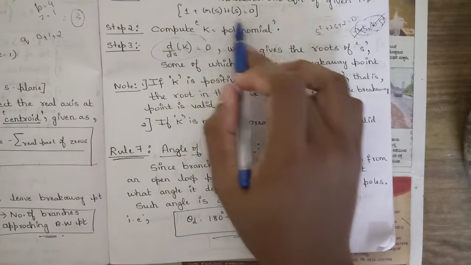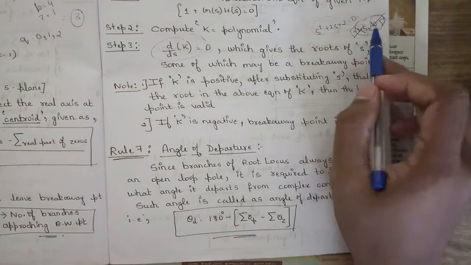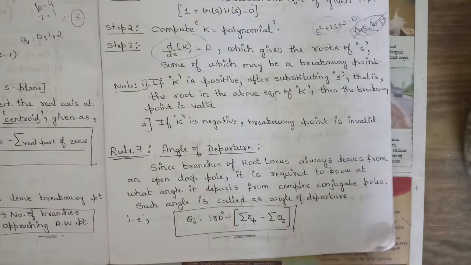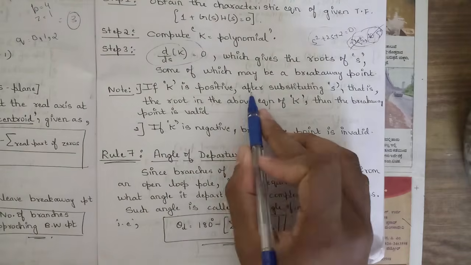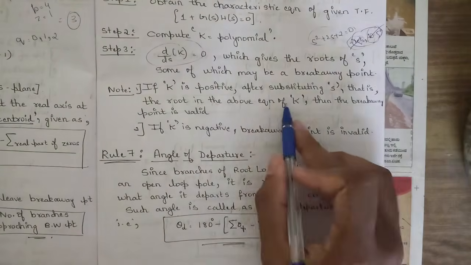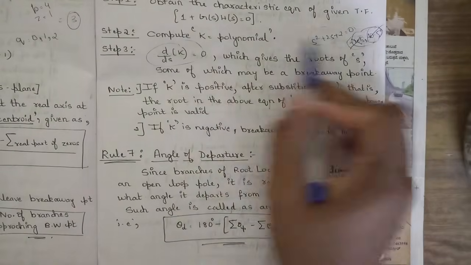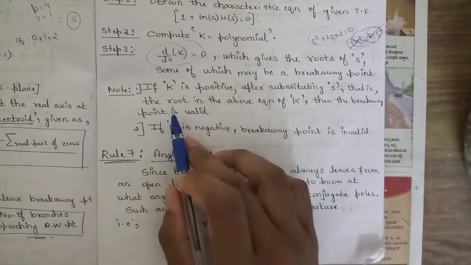That is, we have obtained this k equation from this characteristic equation. In this k equation we can substitute our values of roots and check whether the breakaway point is valid or invalid. That is, if k is positive after substituting s, the root, in the above equation of k, then the breakaway point is said to be valid. After substituting the roots, if we get our k value as positive, then the breakaway point is valid.